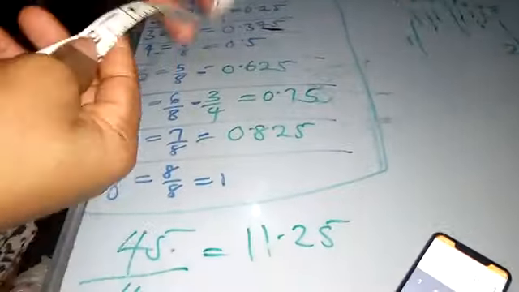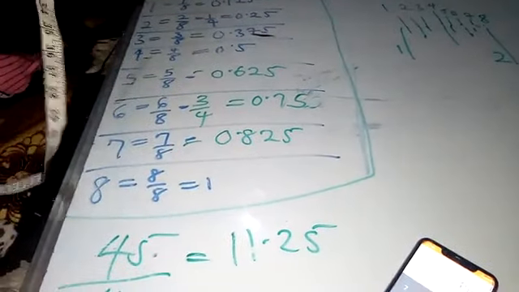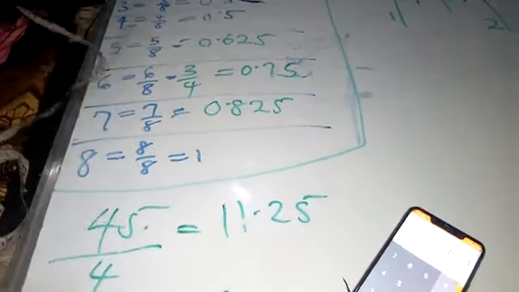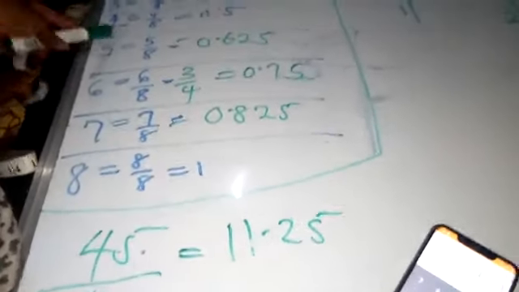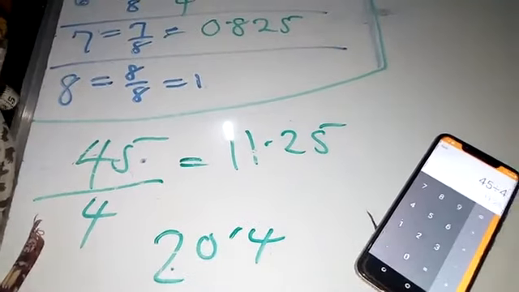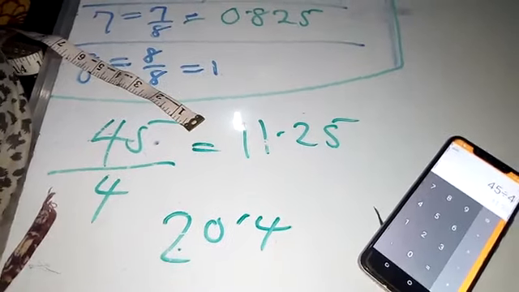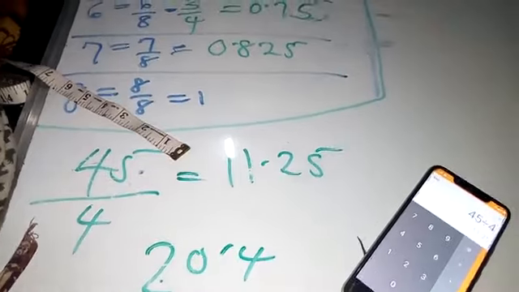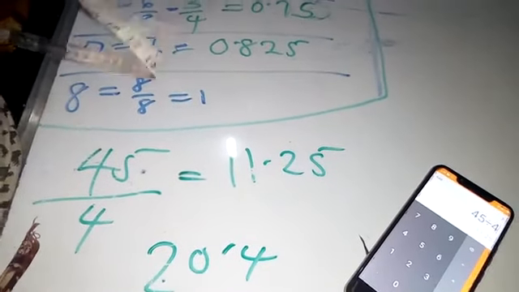So you either take the third line or the fourth line to represent your 20.4. That is just the logic. You just look for the nearest number, then you represent it on your tape measure. So that is all about the tape measure.